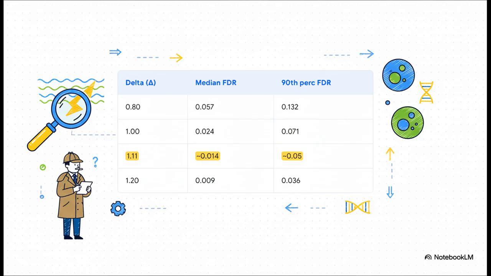So the scientists have to make a very deliberate choice here. They look at this table to pick a cutoff, which they call delta. And they decide to be pretty conservative, picking a delta of 1.11. Why? Because this choice means that even in a worst-case scenario, their fool's gold rate is only going to be about 5%. They're setting a really high bar for what gets called a discovery.